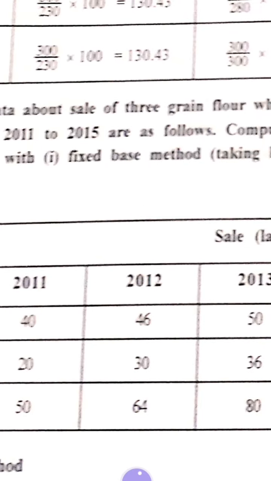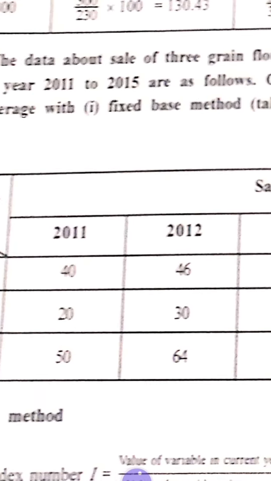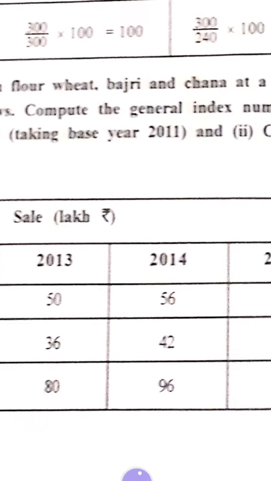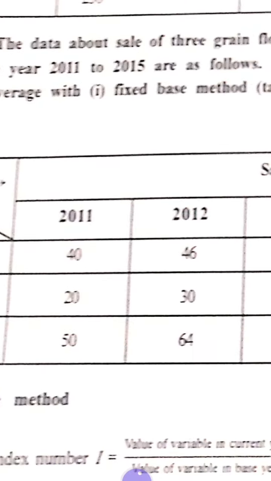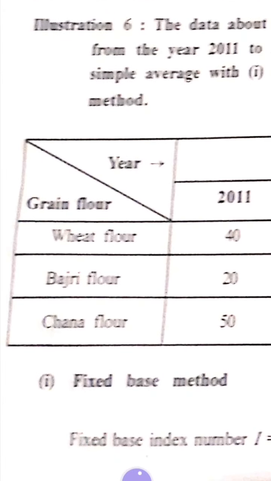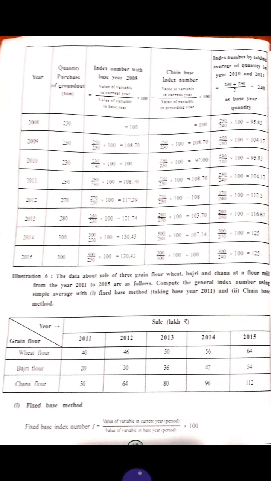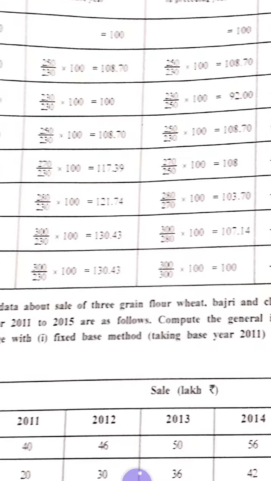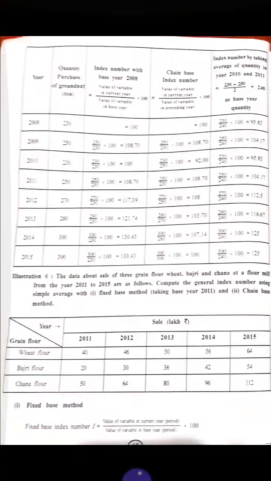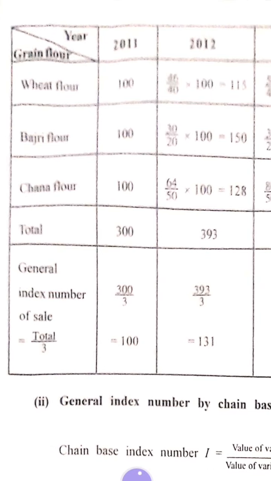2011. And the prices, or you can say the sale in lakh rupees, has been given to you for 2011, 2012, 13, 14 and 15. All these prices are in lakh rupees for these 3 items, wheat, bajri and chana. So now we are going to see what the solution is. The first one, as they told us to do it by the fixed base method, you would find this is the solution by the fixed base method. Now children, look very carefully over here.